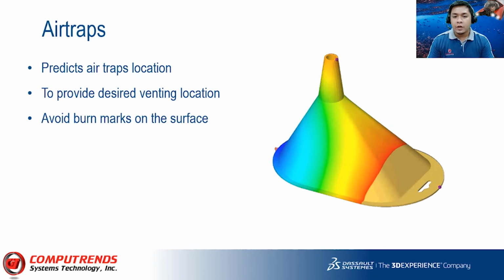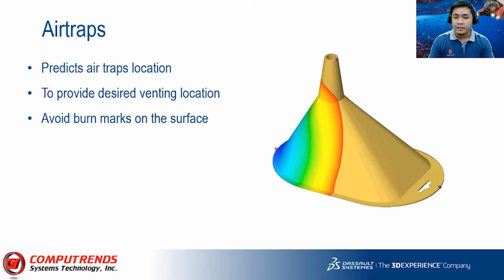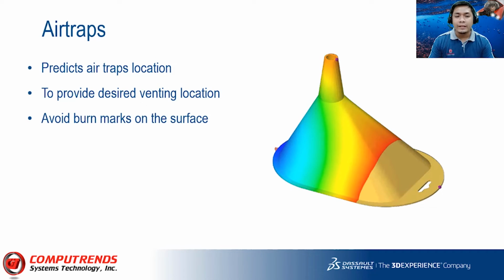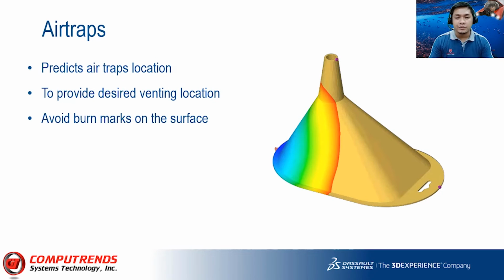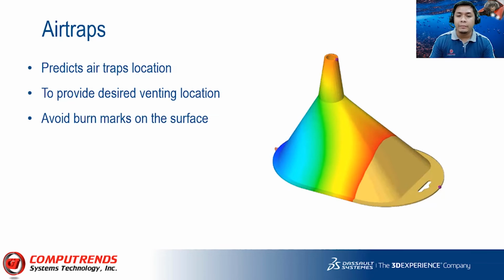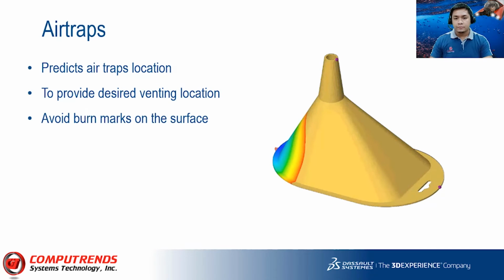Air traps. When filling the mold, it is important to have proper venting to prevent burn marks on the surface. Through this, we will know the location of the trapped air in order to make the corresponding ventilation. By moving the gates or redesigning your part, you will be able to guide the air traps to a desired venting location.